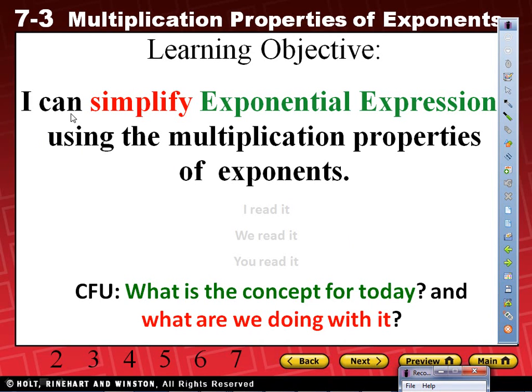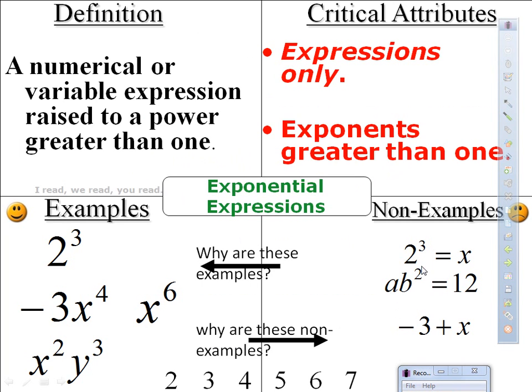Again, we're still on the same objective. We're going to simplify exponential expressions using multiplication properties of exponents. And we're still on multiplication. So once again, I gave you the definition for the concept, which is exponential expressions. We said they're numerical and variable expressions raised to a power greater than 1. I gave you examples and non-examples.